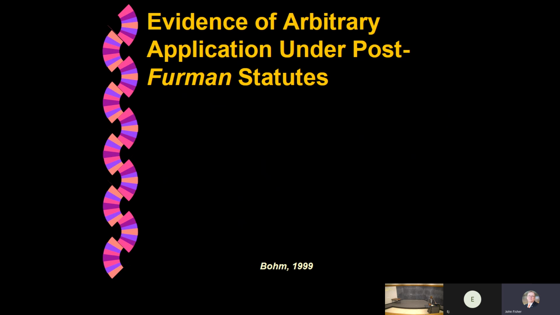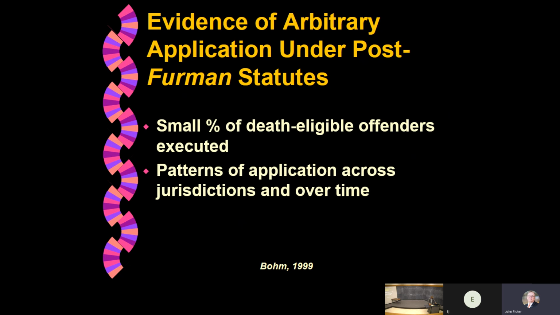So the evidence of the arbitrary application, post-Furman v. Georgia, is that a small percentage of death-eligible offenders are ever executed. What they did was they looked at all of the death-eligible crimes that were committed in the United States from 1972 to 2015. They looked at every single crime that was death eligible, and then looked at the percentage of how many of them actually received the death penalty.